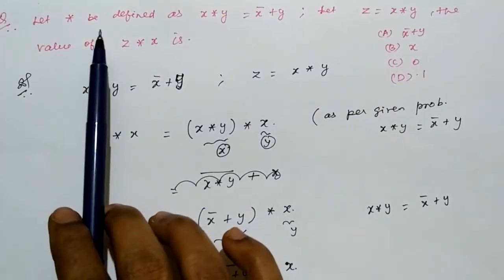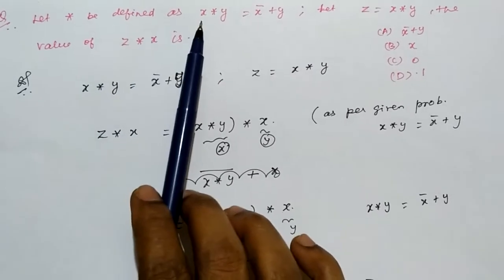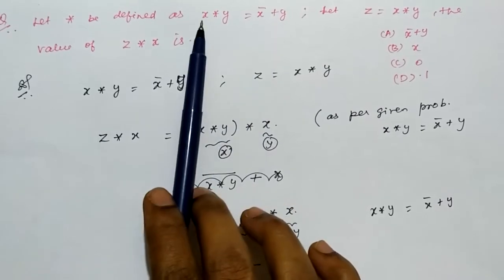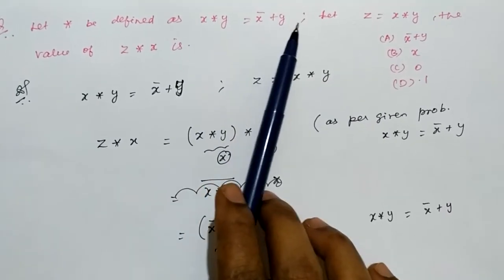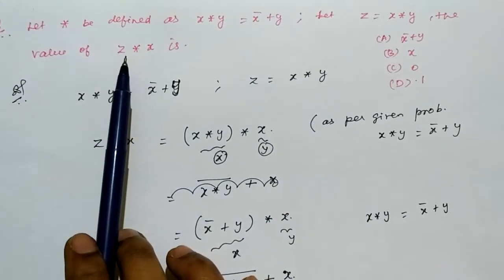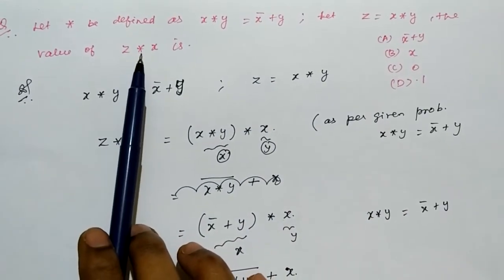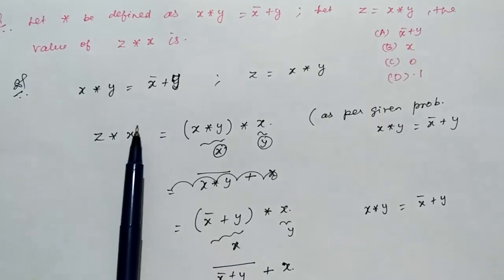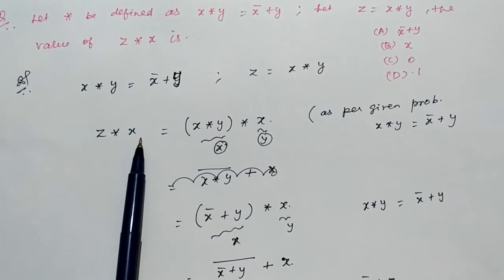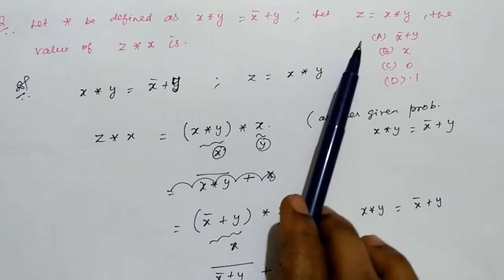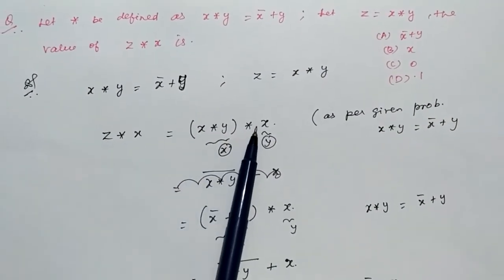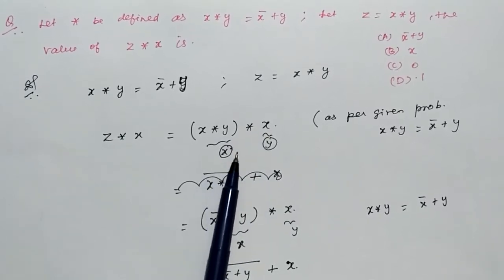So let star be defined as x star y is equal to x complement plus y. First input complement and second input as it is. Then z is equal to x star y. Then what is the value of z star x? So here they are asking to find z star x, but z is given as x star y. So x star y star x.